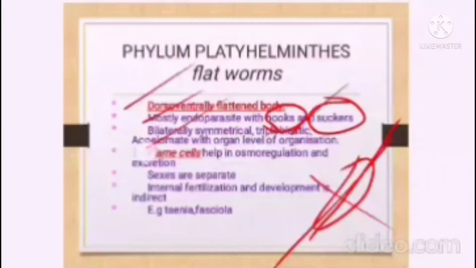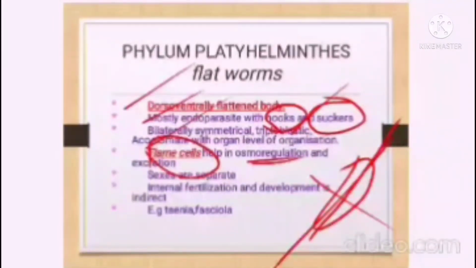Okay. Flame cells are present in them. These flame cells are helping in regulation of water. How much water is needed by the body is being regulated by specialized cells present in them called flame cells, and they are thereby helping in excretion. Excess water is excreted out.